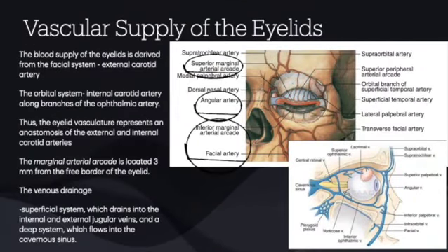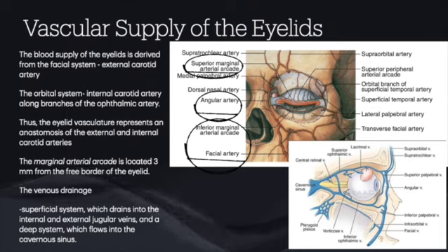Let us discuss the vascular supply of the eyelids. The blood supply of the eyelid is mainly derived from the facial system, arising from the external carotid artery, whereas the orbital system originates from the internal carotid artery along the branches of the ophthalmic artery. Here, the eyelid vasculature represents an anastomosis of the external and internal carotid arteries. Particularly, you should know about the marginal arterial arcade that is located about 3 mm above the free border of the eyelid, just above the ciliary follicles. It can be either within the tarsus or between the tarsal plate and the orbicularis oculi.